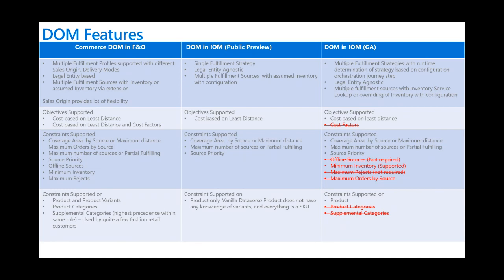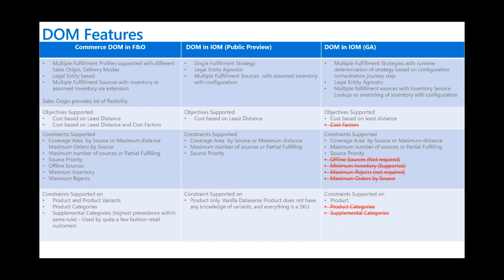And this would also be based on runtime determination. So as part of your order orchestration journey, you can define a policy that tells you, this is a strategy for you to pick up. That gives you a lot of flexibility based on the type of order, the attributes of an order line, to tell DOM what is the strategy it needs to pick up. So this helps you in making it very flexible as well.